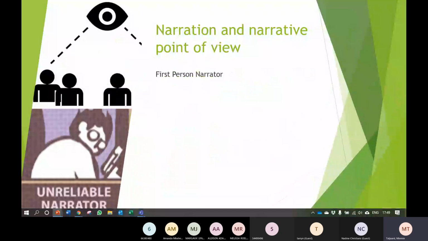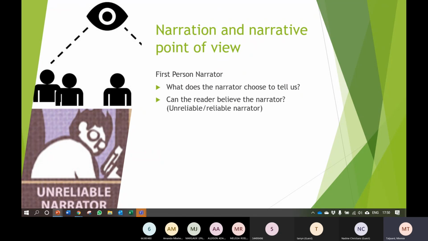So in this case, we have a first-person narrator. What does the narrator choose to tell us? That shows us, I interpret, the way that he emphasizes he didn't betray anybody. He wants to show that he is a decent, proud human being. It is a matter of honor that he hasn't betrayed anybody while being in jail.